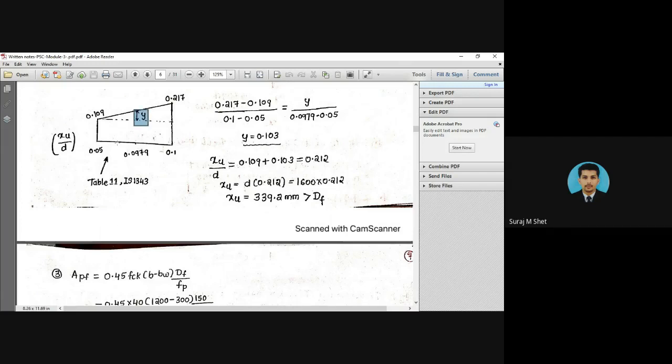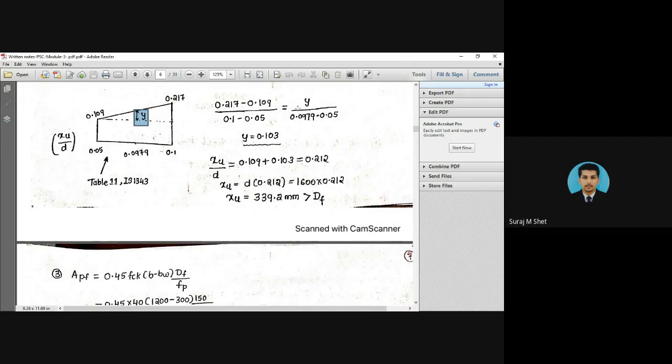So first you have to draw the diagram like this. Whatever the value is interpolated between here, 0.097. So greater value is 0.1, lower value is 0.05. So from the interpolation from the table number 11 IS code book 1343, XU by D, the interpolation from the XU by D value we found 0.05 is 0.109 and 0.1 value is greater than this value. So it will be showing upper direction. It's a slight upper from this value 0.217.